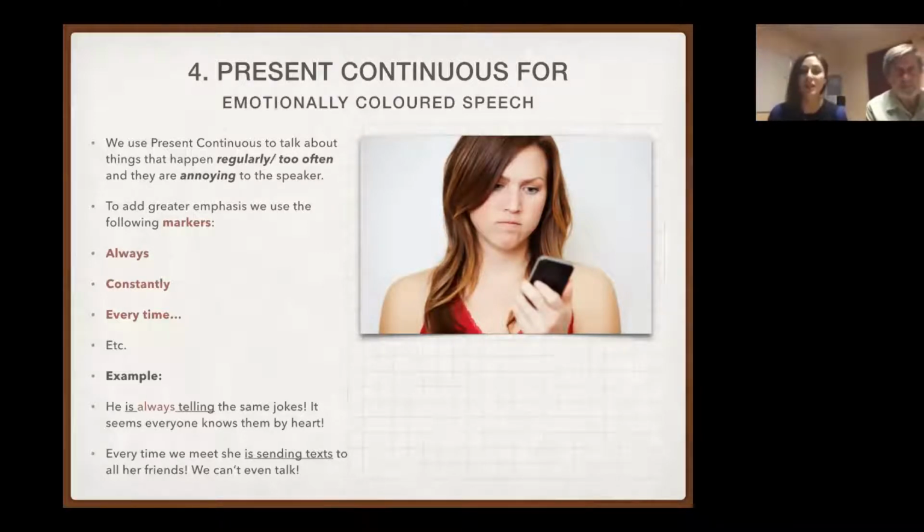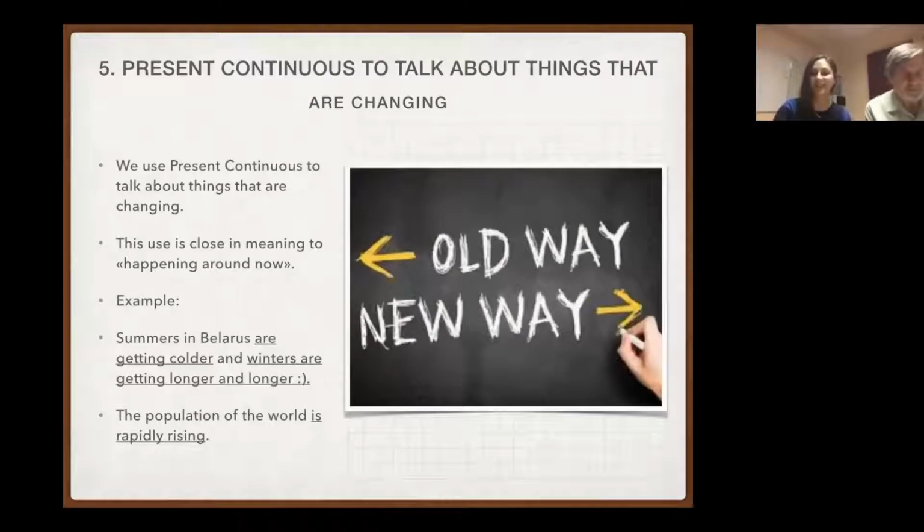And a few more examples. He is always telling the same jokes. It seems everyone knows them by heart. Everybody is tired of his jokes. Yes, because they're always the same. That is why we use present continuous to show this feeling of irritation. You can say, for example, you're always telling the same joke. Can you please stop? Or, not again. You're always telling the same joke.